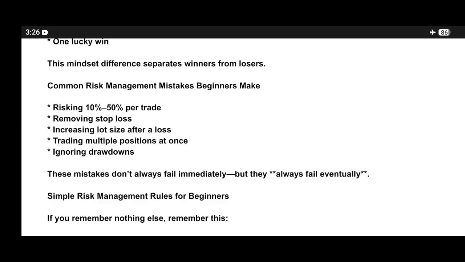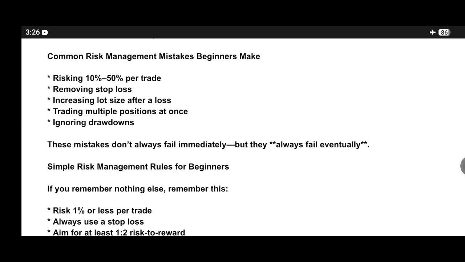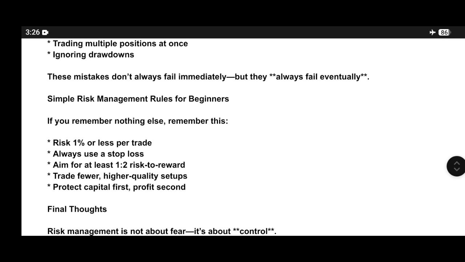Simple risk management tools for beginners. If you remember nothing else from this video, remember this: risk 1% or less per trade. Always use a stop loss. Aim for at least a 1:2 risk to reward ratio. Trade fewer, higher quality setups, and protect your capital first before profit, which comes second.